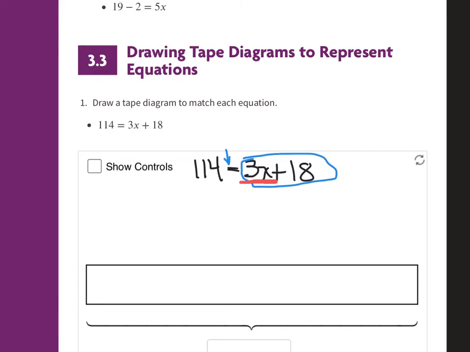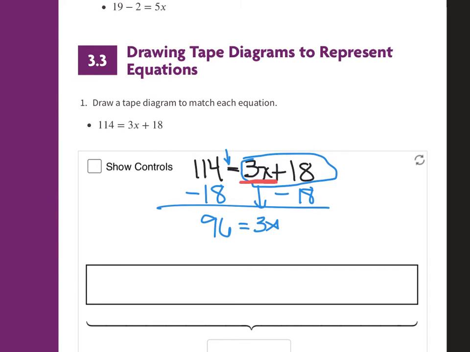Well, the 3 is right next to the x. The 18 is not. So we're going to get rid of the 18 first. It's a plus 18, so to get rid of it, we minus it. We do the opposite. So we subtract 18. The fancy word is we do the inverse. So 114 minus 18 is 96 equals, we didn't do anything with the 3x.